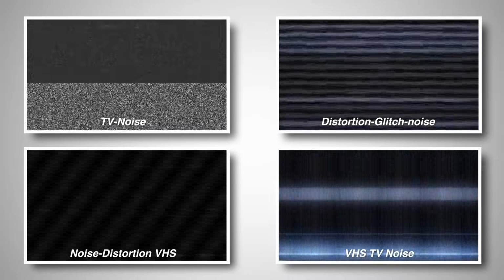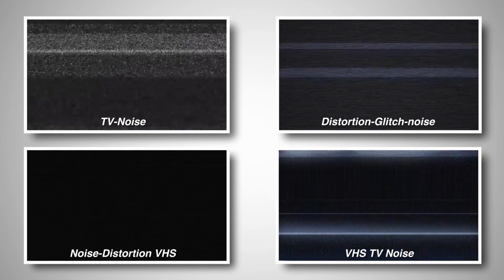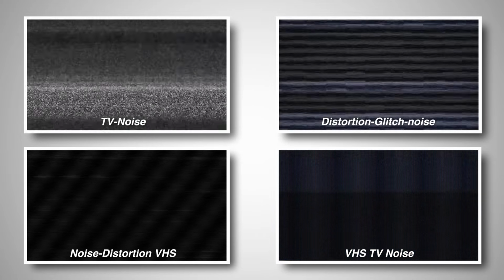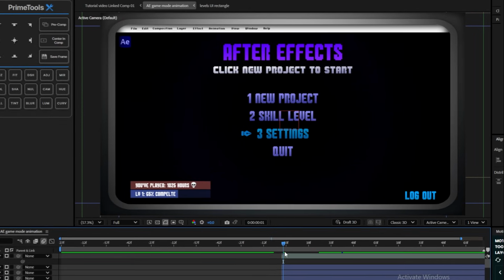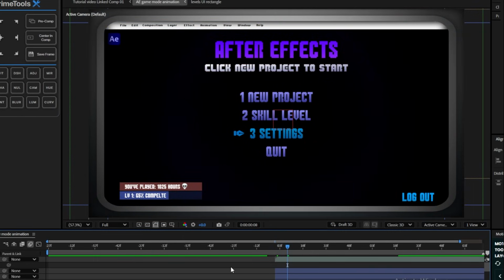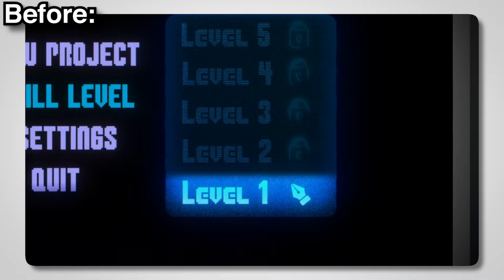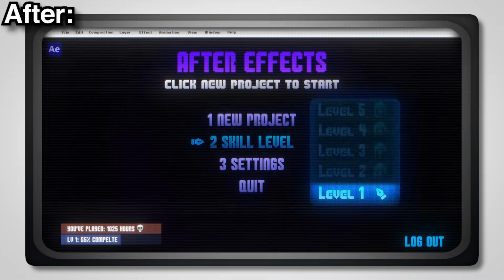Then we have the VHS and CRT overlay. This brings a retro game-like feel and is useful for giving any scene that old school vibe. I used it in the first animation since I was going for an arcade game style. You can see the difference when you add it. It takes no time to do, yet has huge impact.